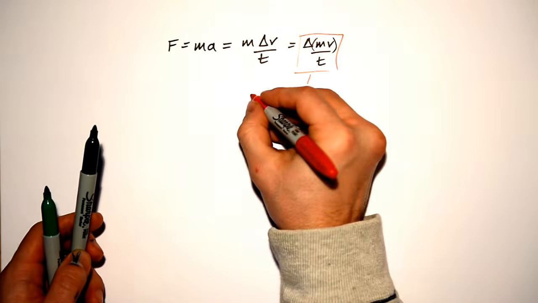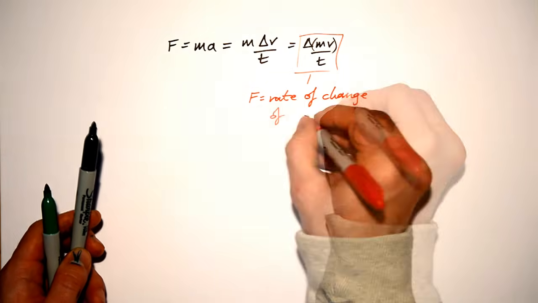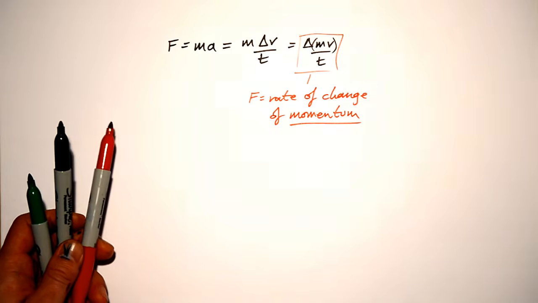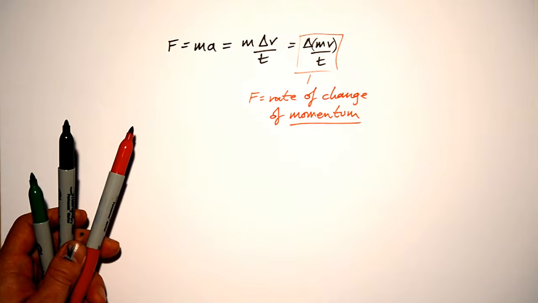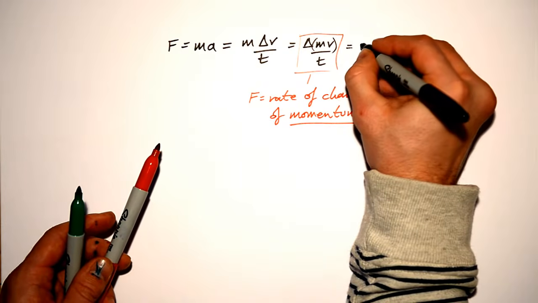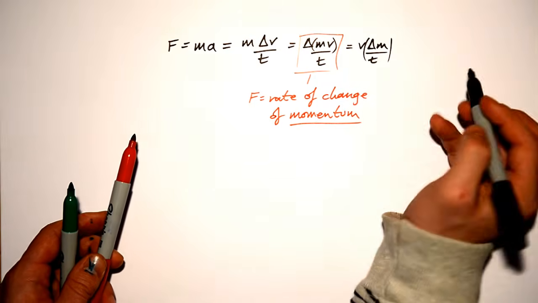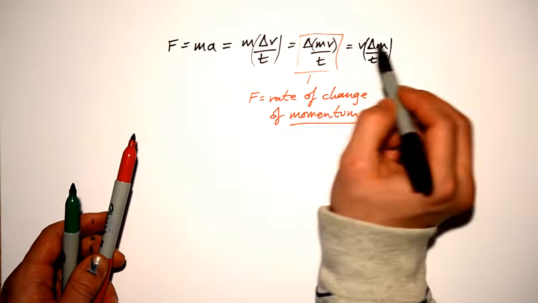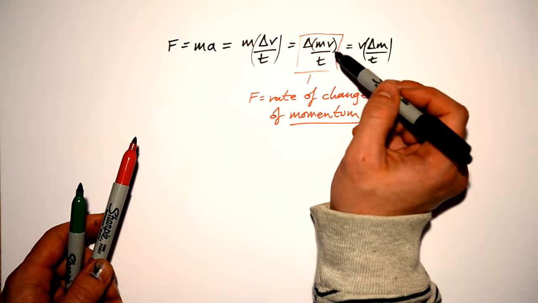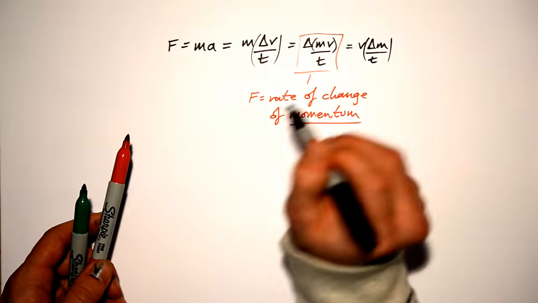This is saying that force is equal to the rate of change of momentum. Delta mv, momentum, divided by t, change in momentum over time. Anything divided by t is the rate of the change of that something. I could actually write this as v delta m over t. Same thing, it just depends on what's changing. Is it the mass that's changing or the velocity? Generally, you will never have a situation where both the mass and the velocity are changing at the same time. It'll either be the velocity changing or the mass that's changing.